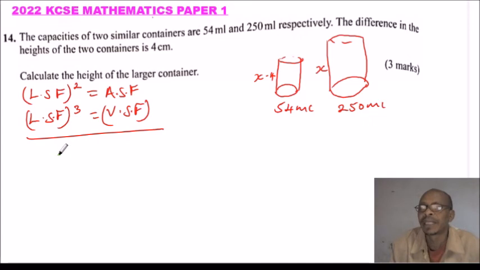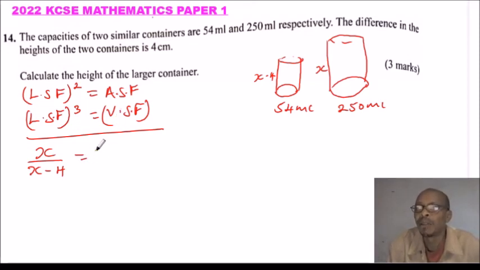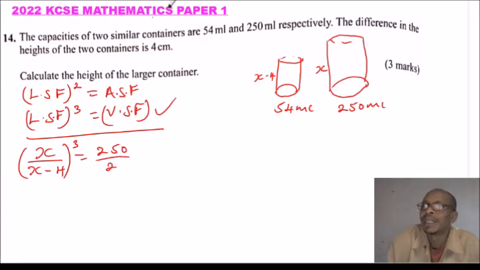So the linear scale factor is x, the height of the larger container, divided by the height of the small container, which is x minus 4. That should give us the volume scale factor. The volume scale factor is the volume of the larger container divided by 54, and this should be cubed. So it means that x divided by x minus 4 should be equal to the cube root.